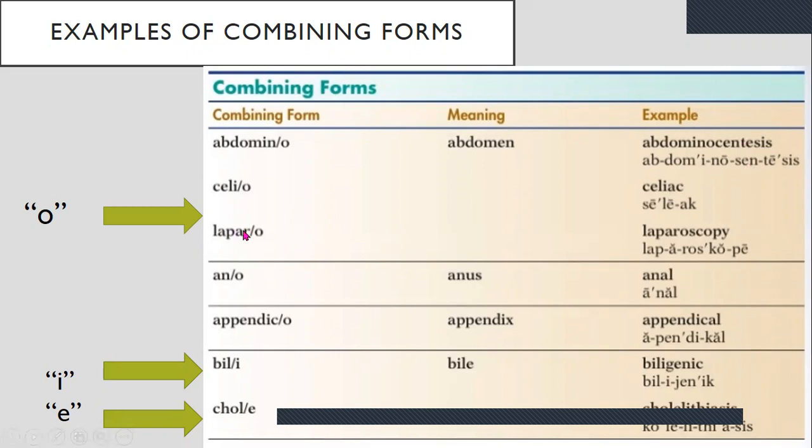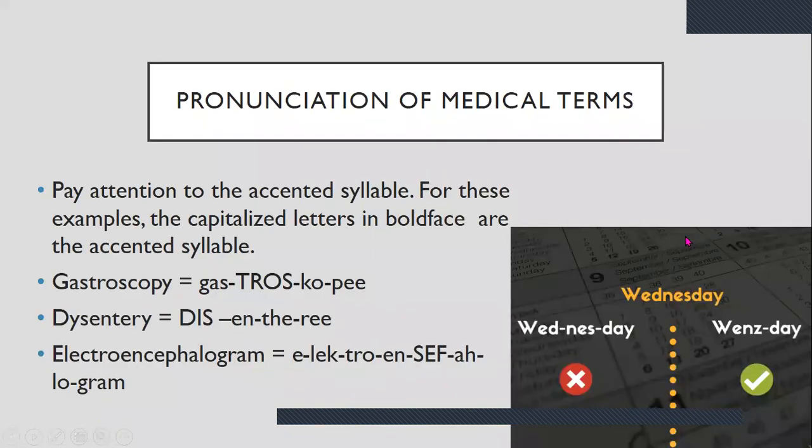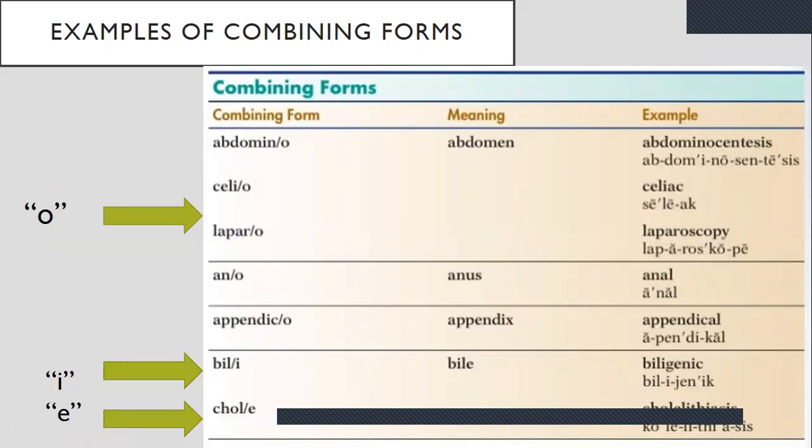Here is laparoscopy. So we have laparo, and then we have scopy. Now, scopy does not have a vowel, so we are going to go ahead and keep the O. Then we have ano, for anus. And if we're going to add the AL, then we're going to drop the O because the suffix AL starts with a vowel. So we have anal.